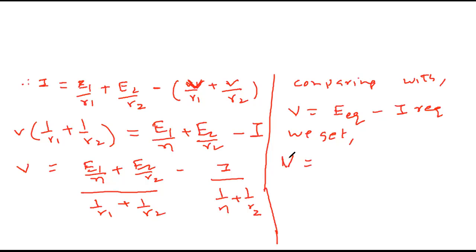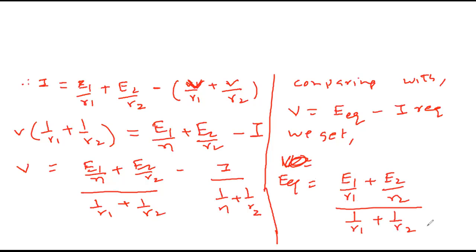Therefore by comparing, can you tell what will be E equivalent? E1 upon R1 plus E2 upon R2, divided by 1 upon R1 plus 1 upon R2. So whenever two cells are connected in parallel having internal resistance R1 R2, then their equivalent is E1 upon R1 plus E2 upon R2 divided by 1 upon R1 plus 1 upon R2. Okay, everybody has followed? First copy till this, then R equivalent also we are doing.